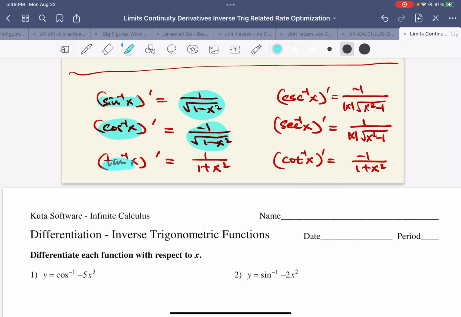Inverse tangent derivative is 1 over 1 plus x squared. And inverse cotangent is the opposite sign of inverse tangent, so negative 1 over 1 plus x squared. And inverse cosecant is a little different: negative 1 over absolute x times the square root of x squared minus 1. And inverse secant x, take the derivative, then 1 over, right? It's the opposite sign of inverse cosecant: 1 over absolute x times the square root of x squared minus 1. That one you need to memorize, okay?